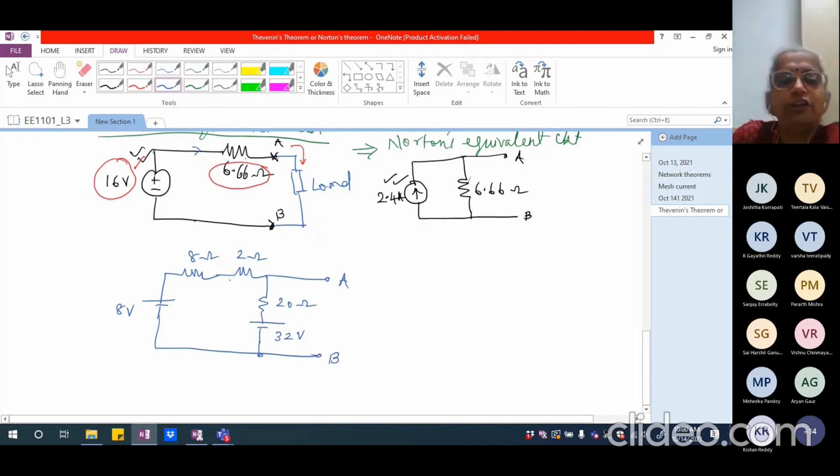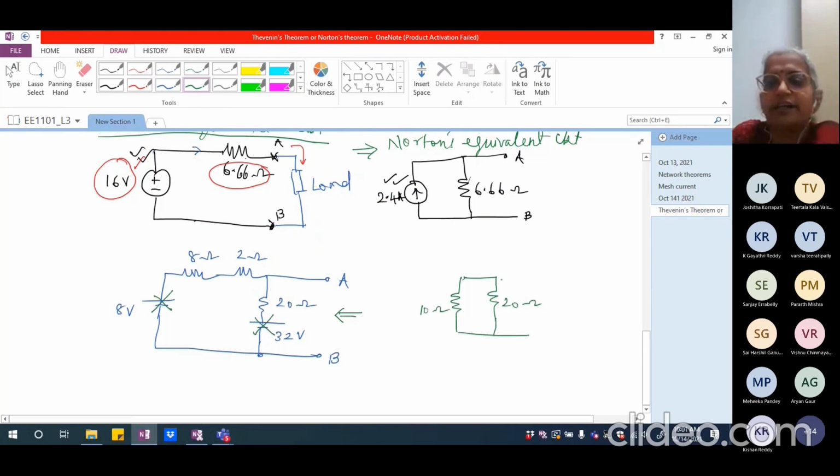Now, if I want to find out RTH in a simpler manner, what I can do is look at the circuit from this side, nullifying all the voltage and current sources, which are independent sources. So I can nullify the voltage source by short circuiting it. I can nullify this voltage source by short circuiting it. So now my network becomes, this is 10 ohm and this is 20 ohm.